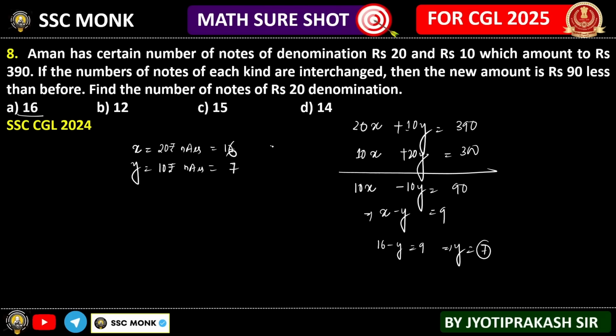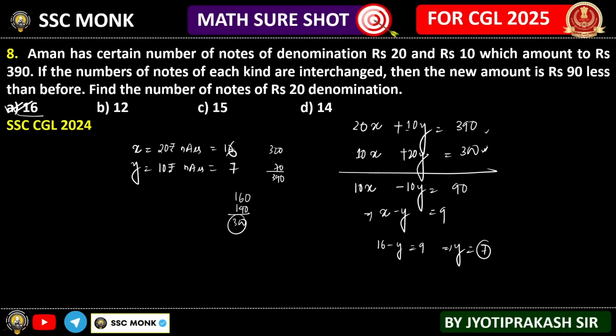16 into 20 is equal to 320. 7 into 10 is equal to 70. Total value 390. So it is matching our option. Yes or no? Yes. If I do the reverse calculation, 16 ten rupees notes, so 160, 7 twenty rupees notes, 140, total value 300. So it is also matching the second equation. That means my first option A is the right answer. Clear? I do not need to do a lot of calculation over here.